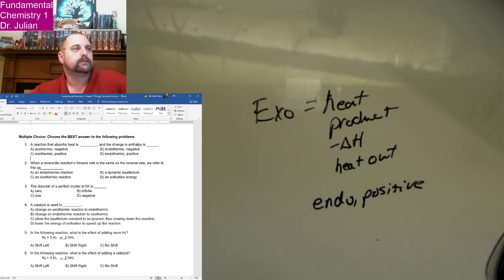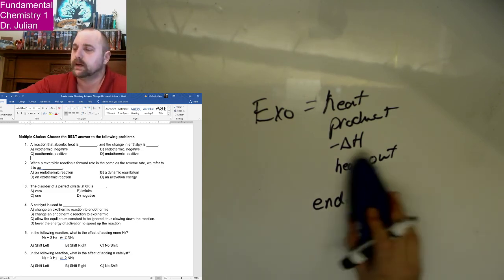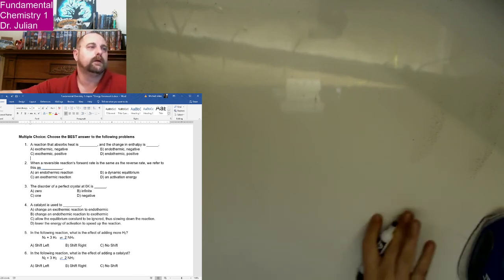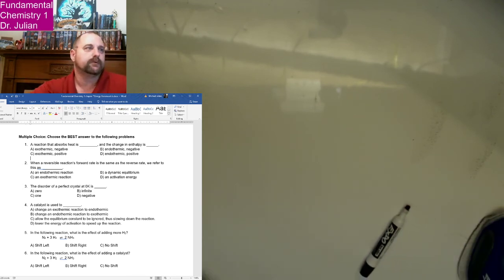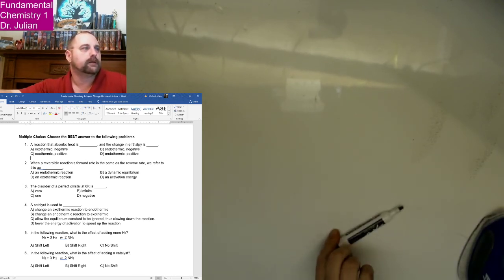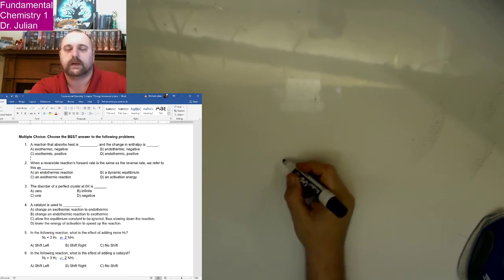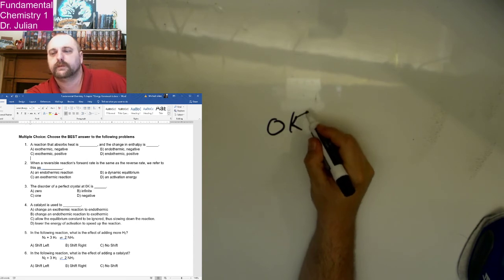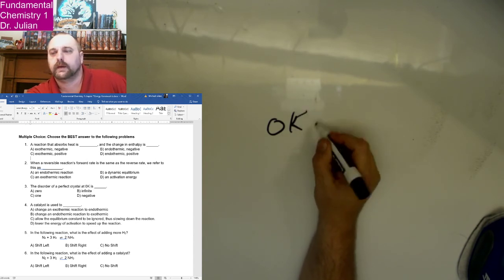Okay, reversible: the forward rate is the same as the reverse rate. Then that will be a dynamic equilibrium. Dynamic just means we can change. Equilibrium means they're the same. All right, disorder of a perfect crystal at 0K. This is the third law of thermodynamics. So 0K pure crystal, it'll be 0.